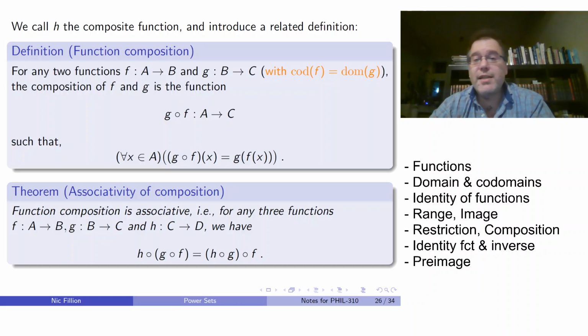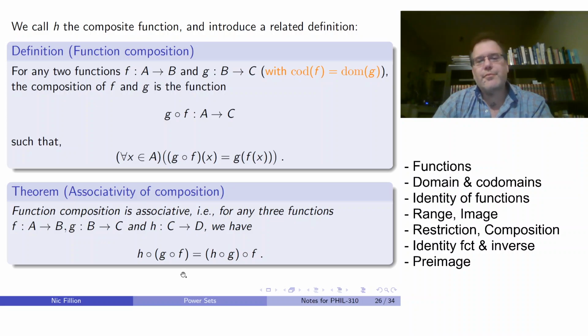One thing that we can talk about now that we have a symbol to talk about composition is to ask, what are the properties of composition? Is it associative? So here's how we can ask it. We have a function from A to B, then a second function from B to C, and finally a third function from C to D.